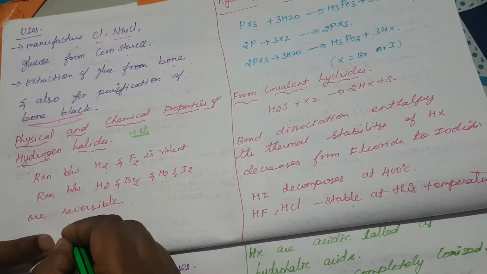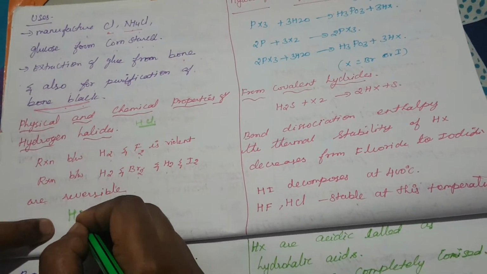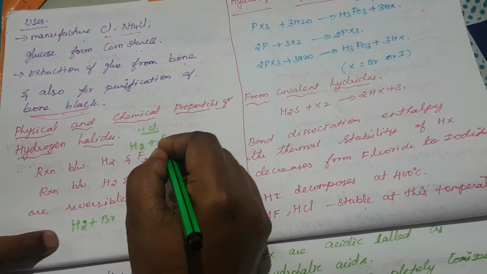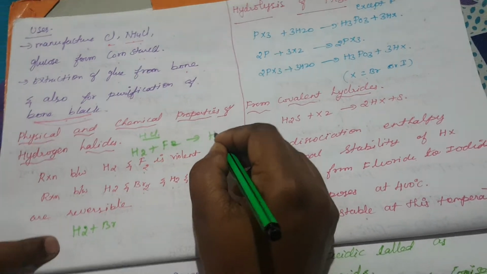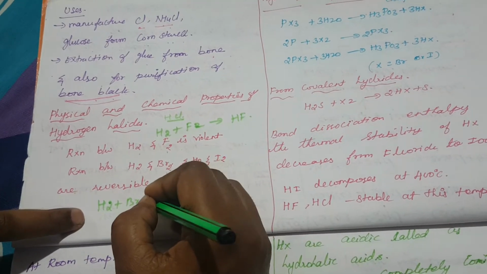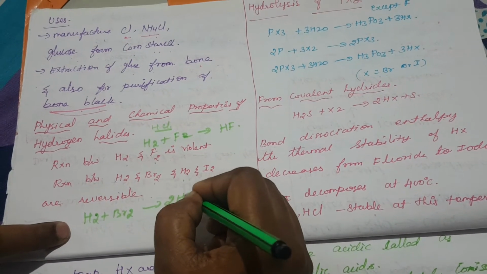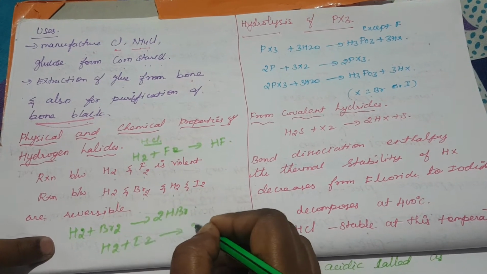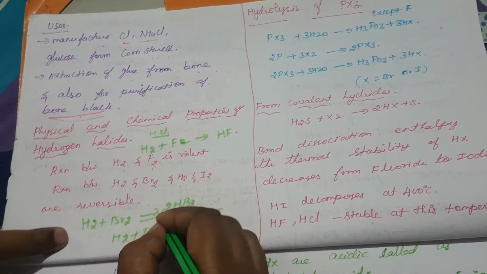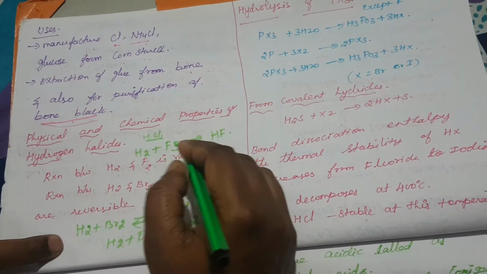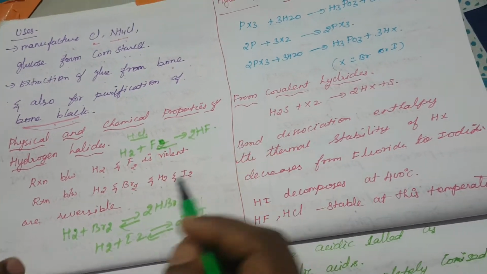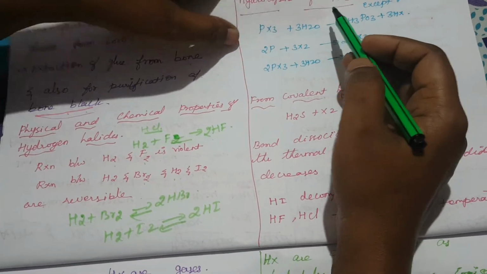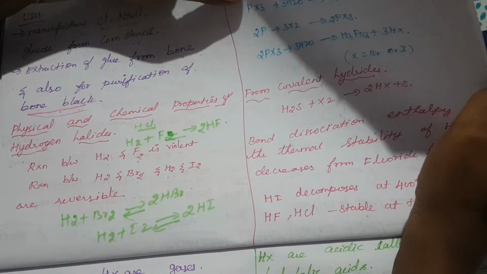Hydrogen plus fluorine is a direct combination giving hydrogen fluoride. Hydrogen plus bromine gives 2HBr, and hydrogen plus iodine gives 2HI. These are reversible reactions, but the formation of 2HF is not reversible. This is hydrofluoric acid. Next is the hydrolysis of phosphorus trihalide. What is PX3?